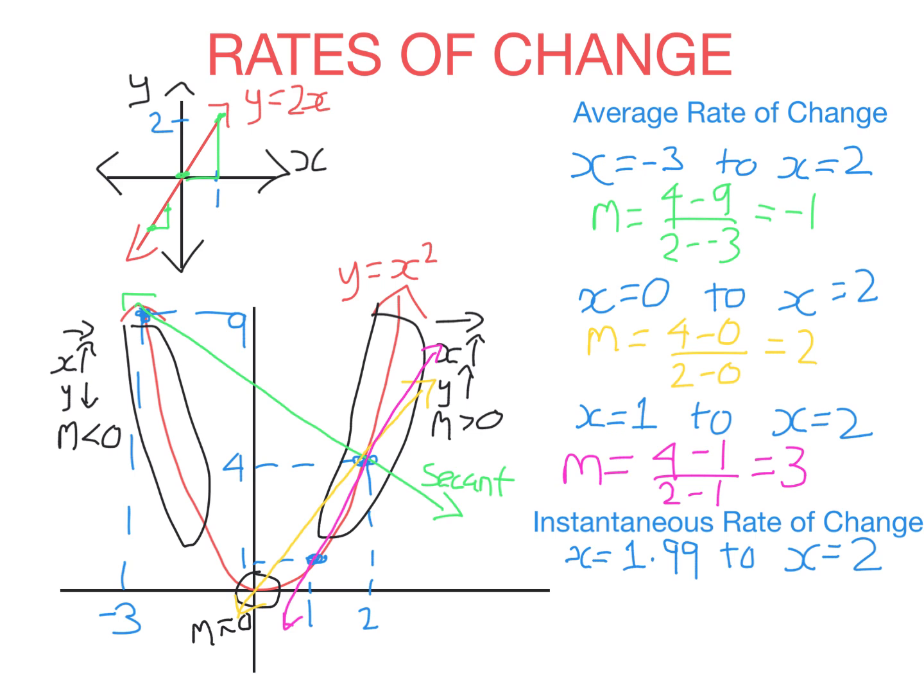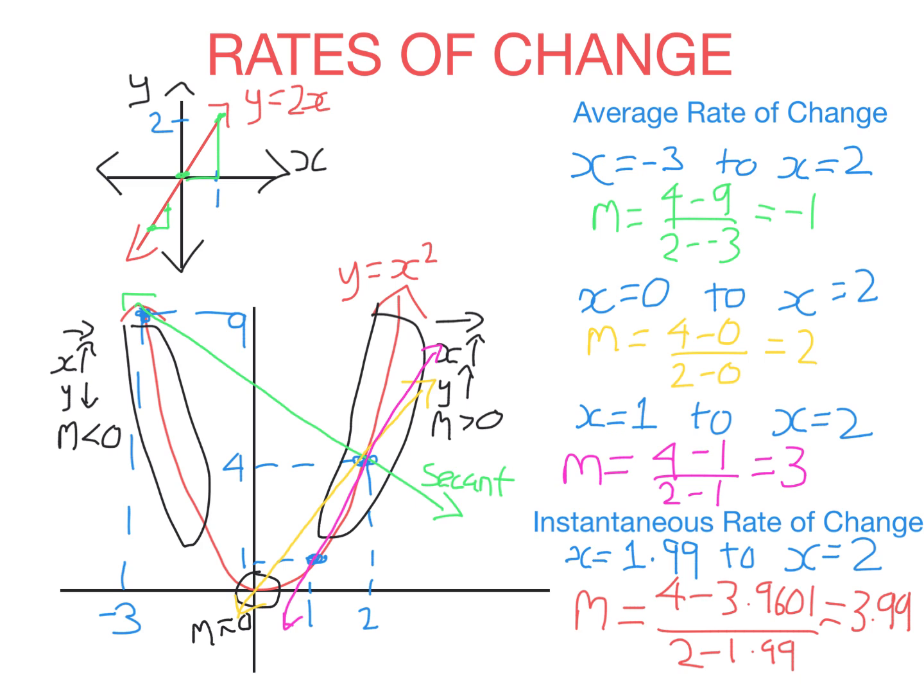So to do that, the gradient will be y2 minus y1. Now, if x is 1.99, the y value is just 1.99 squared. And that gives us 3.9601. On the bottom, it's x2 minus x1. So you can put this straight into your calculator and you get 3.99. So that is our best estimate for the instantaneous rate of change, for the gradient of the red function at this point. Now, it turns out that the instantaneous rate of change is exactly 4.